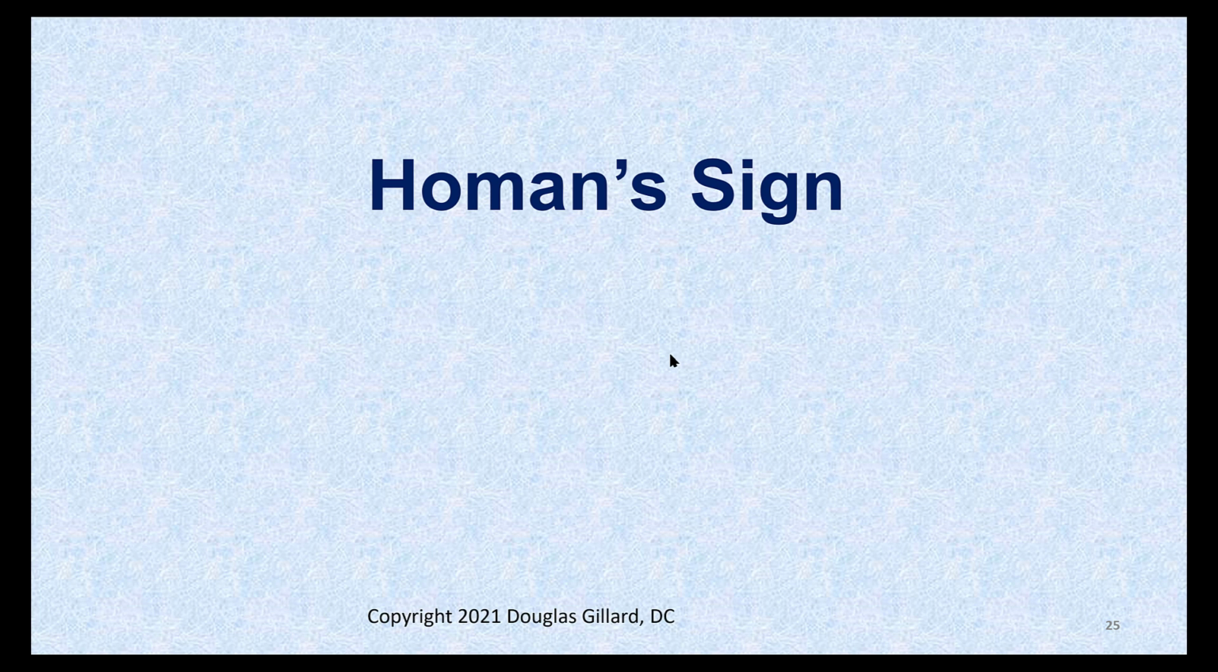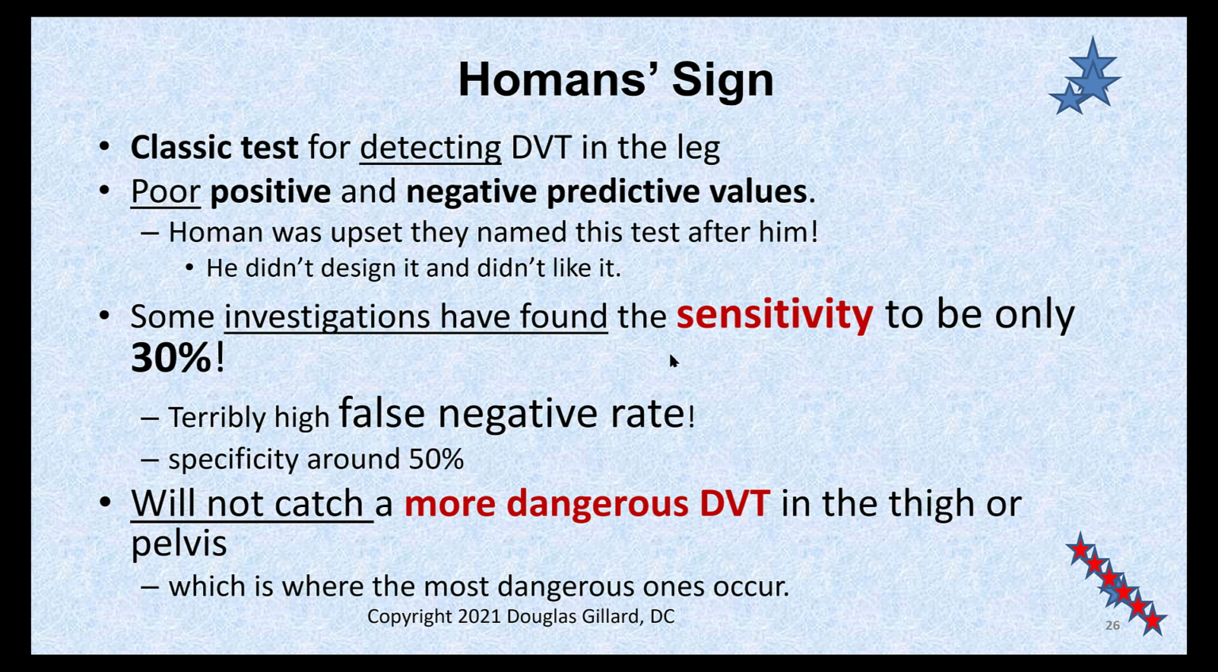All right, let's look at Homan's test, or Homan's sign. It's a test for detecting deep vein thrombosis, not superficial venous thrombosis. And really, it'll only detect thrombus that is in the calf or in the lower extremity. It's not going to catch the more dangerous ones in your thigh or even in the popliteal system, the popliteal vein. It's not going to catch it there either.